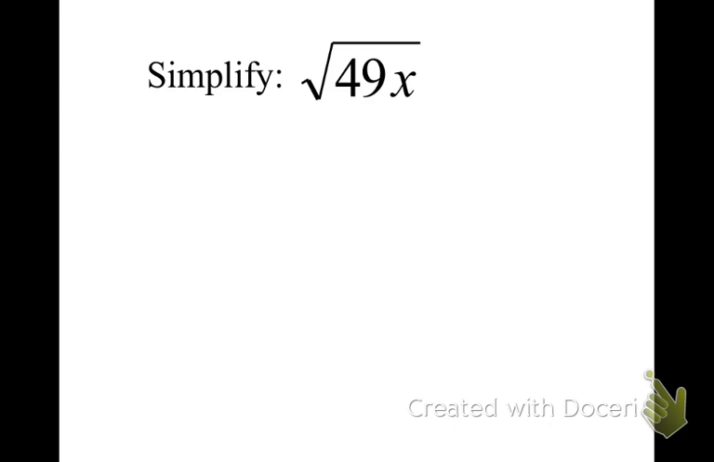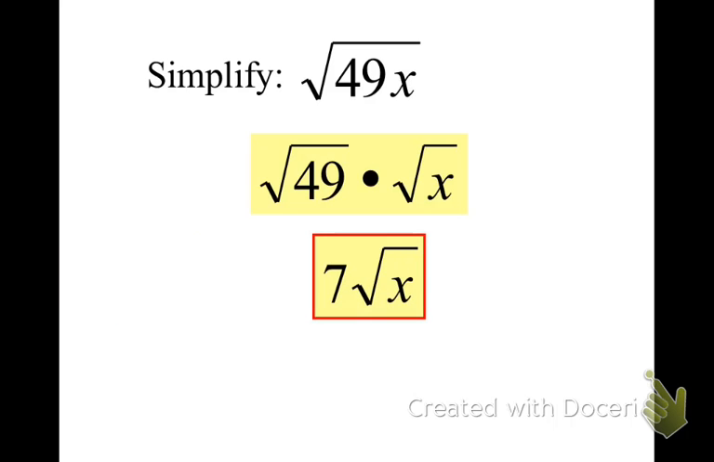49x. Again, in this case, 49 could be, well, already a perfect square, and it's times the square root of x, which is, in this case, an exponent of 1, not an even number. So it has to stay under the radical symbol. So 7 square root of x would be the simplified form.